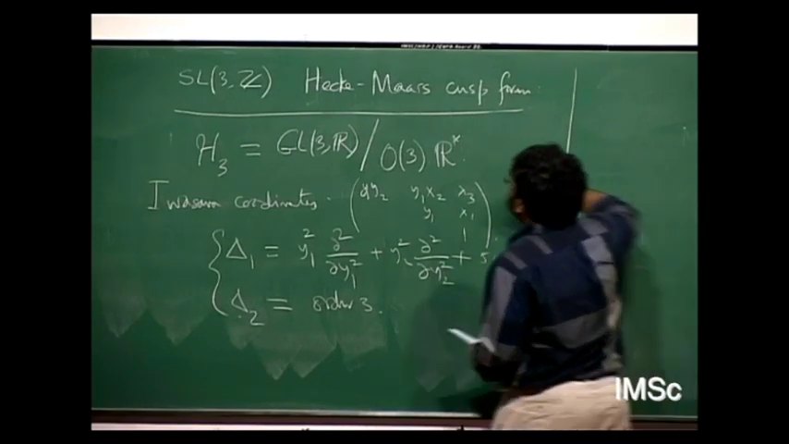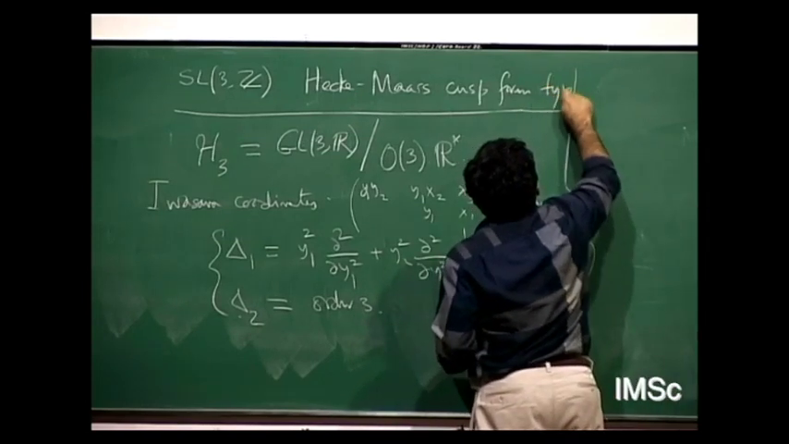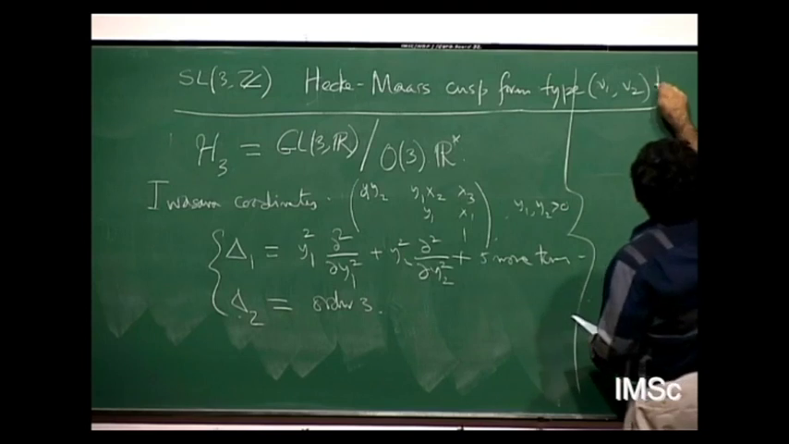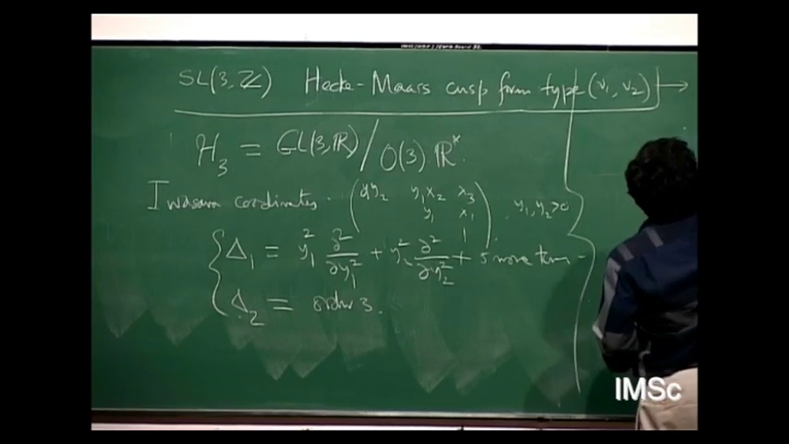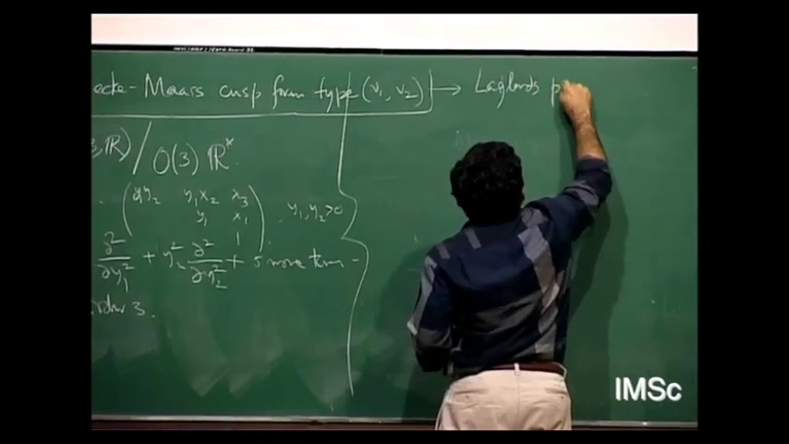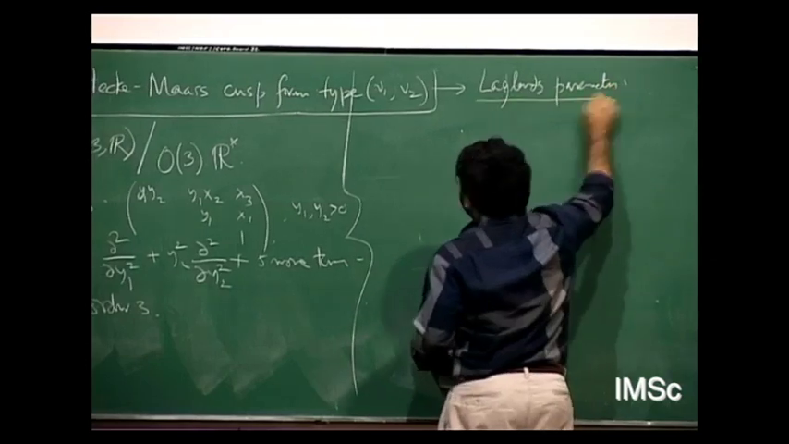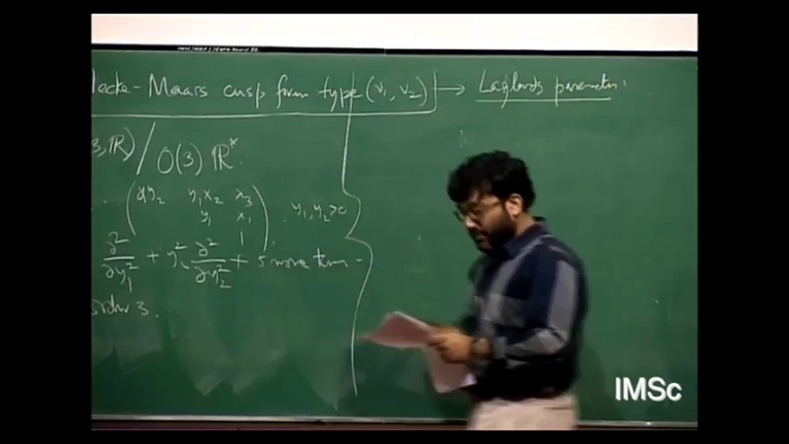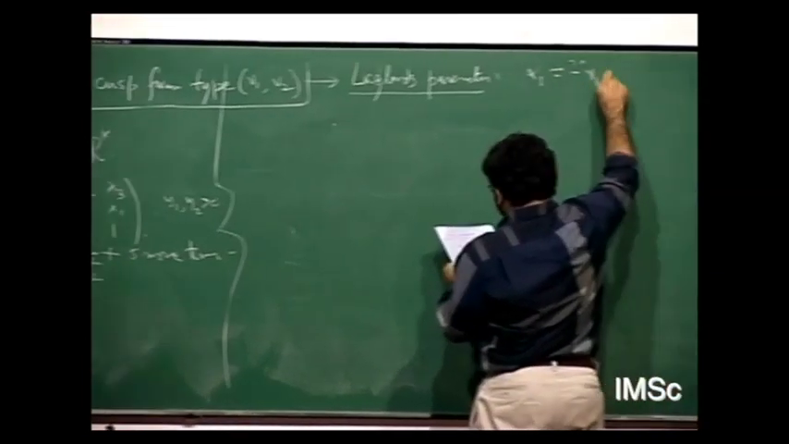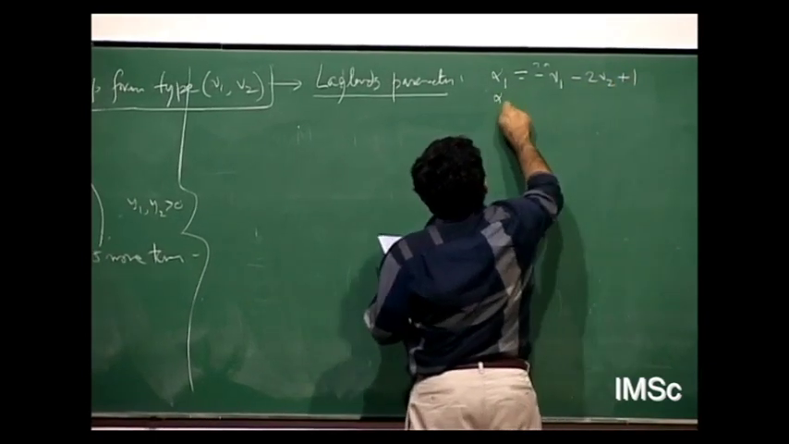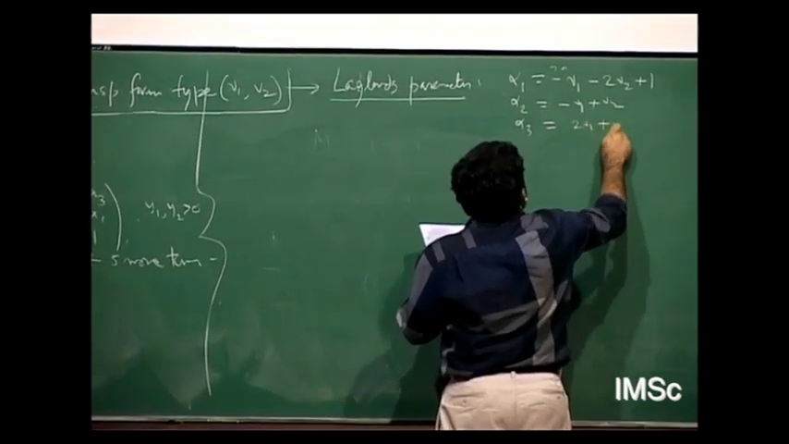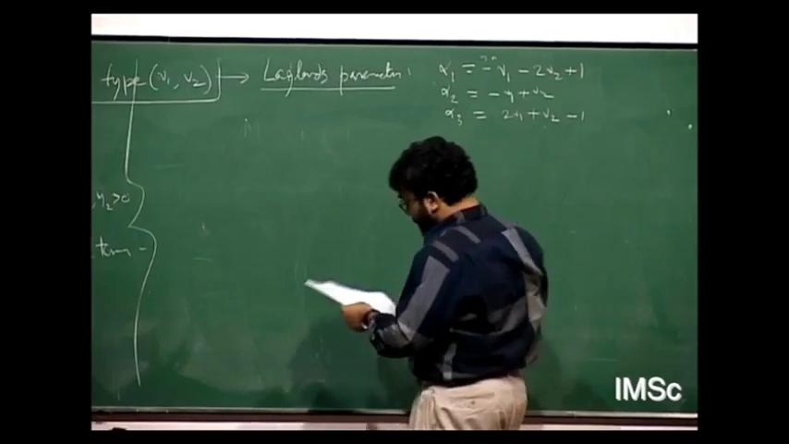Okay, so we are going to define Hecke-Maass forms of some type, type nu1 and nu2. These are the spectral parameters. Associated with the spectral parameters, we define the Langlands parameters, because the eigenvalues are easy to write in terms of Langlands parameters. So alpha 1 is minus nu1 minus twice nu2 plus 1, alpha 2 is minus nu1 plus nu2, and alpha 3 is 2 nu1 plus nu2 minus 1. If you add them, it's 0.